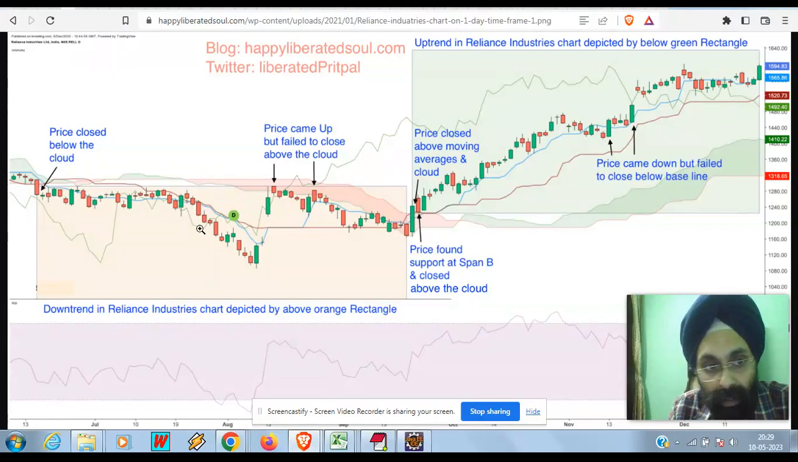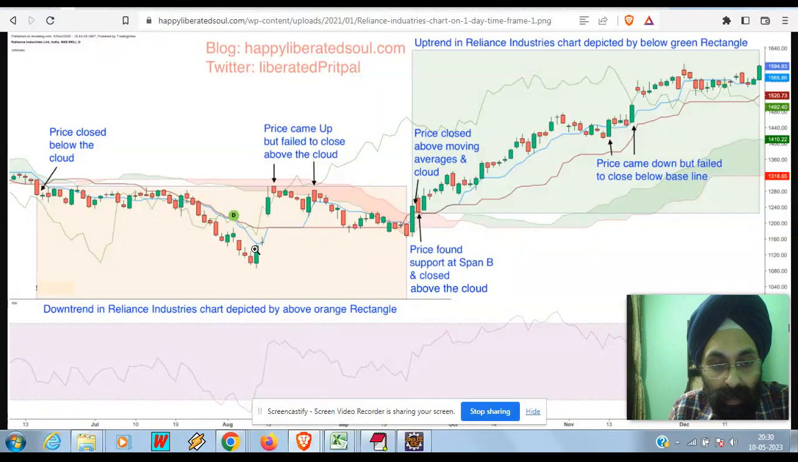So up till here in this maroon rectangle, I have shown that the price of this Reliance stock was in the downtrend, and in one situation the price had gone so low, this baseline and the conversion line, also known as Tenkan, was acting as a resistance, and it made a low of around 1080.